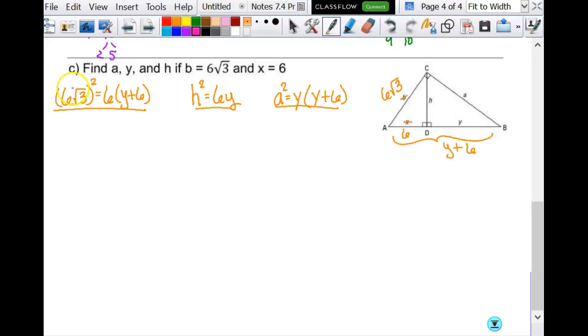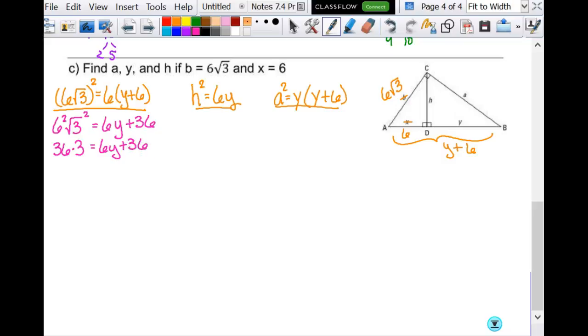So when you do this, I'm going to write down some extra steps than what you might normally write down just so I don't lose you. That means that when I square this, I am squaring 6 and I am squaring the square root of 3. That's going to be equal to, now here I am going to need to distribute, so it's going to be 6y plus 36. 6² is 36. The square root of 3 squared, think. Anytime you square a square root, you just get what's underneath it. The square root of 3 squared is 3. That's equal to, again, 6y plus 36.